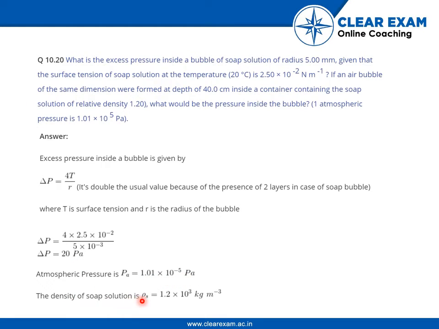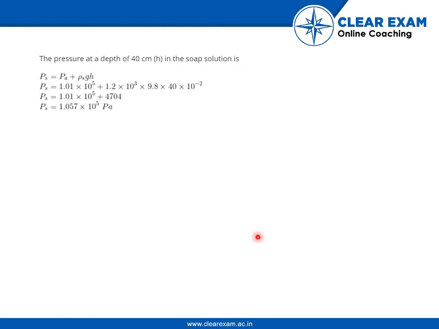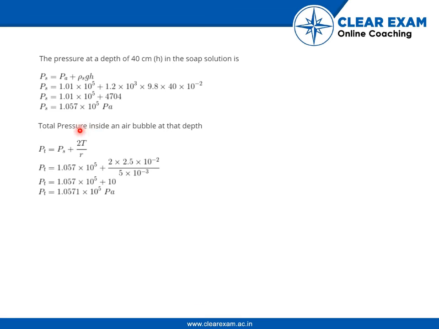The density of soap solution is rho s, which is equal to 1.2 into 10 to the power 3 kg per meter cube. Now the pressure at the depth of 40 centimeter in the soap solution is Pa plus rho s gh. Now if we put in these values, this comes out to be 1.057 into 10 to the power 5 Pascal.